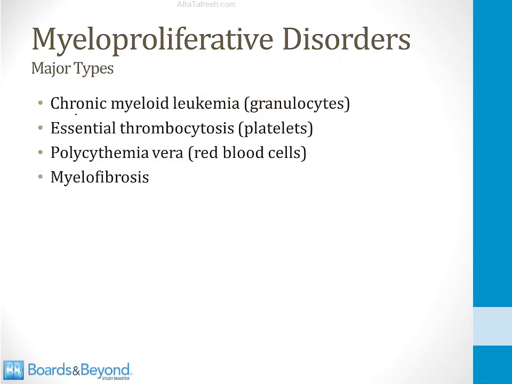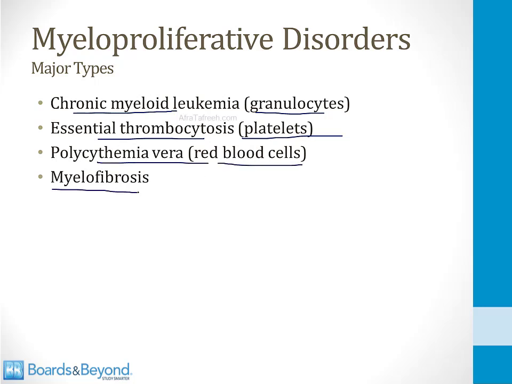Listed on this slide are the four major types of myeloproliferative disorders, and an easy way to think of each of these is that in each disorder, something in the bone marrow is overproduced. In CML, granulocytes are overproduced from the bone marrow. In essential thrombocytosis, it's platelets. In polycythemia vera, it's red cells. And in myelofibrosis, which is a little bit different from the others, there's overproduction in the bone marrow of fibrous tissue. What's unique about this condition is that it leads to low peripheral cell counts, and we'll talk more about that later in this video.